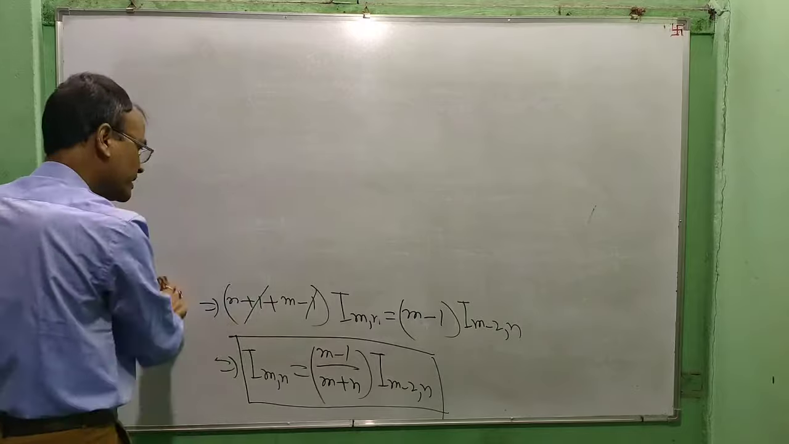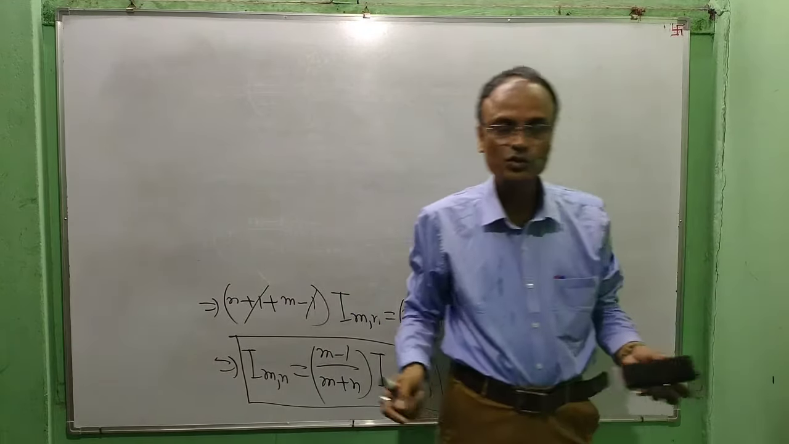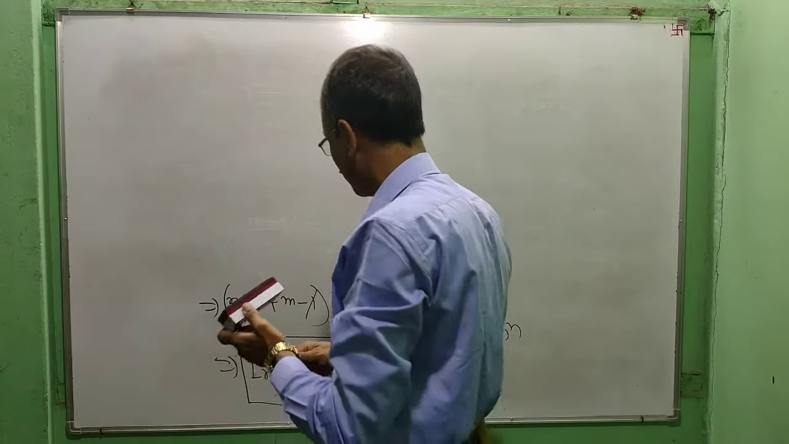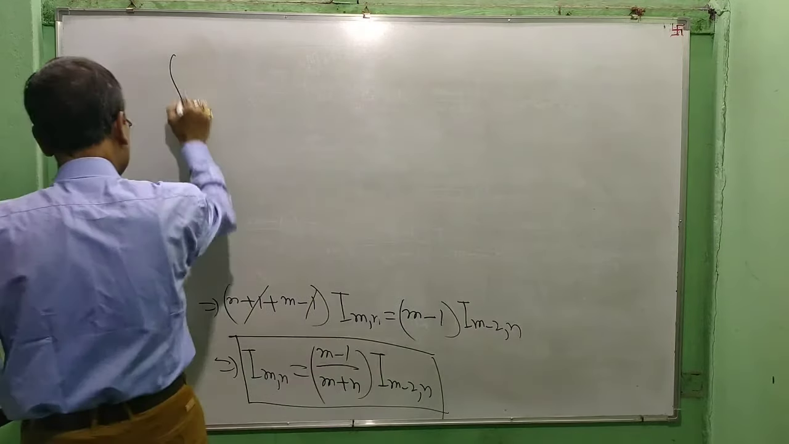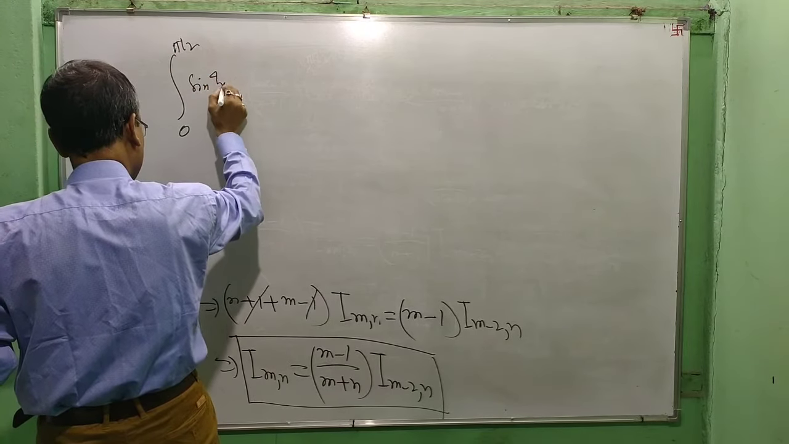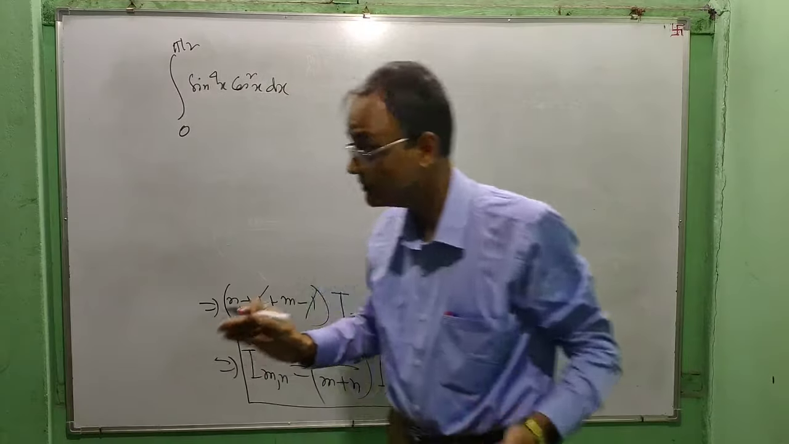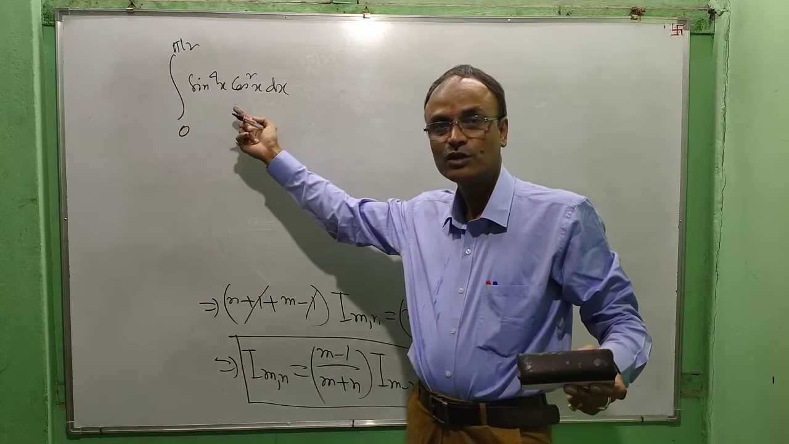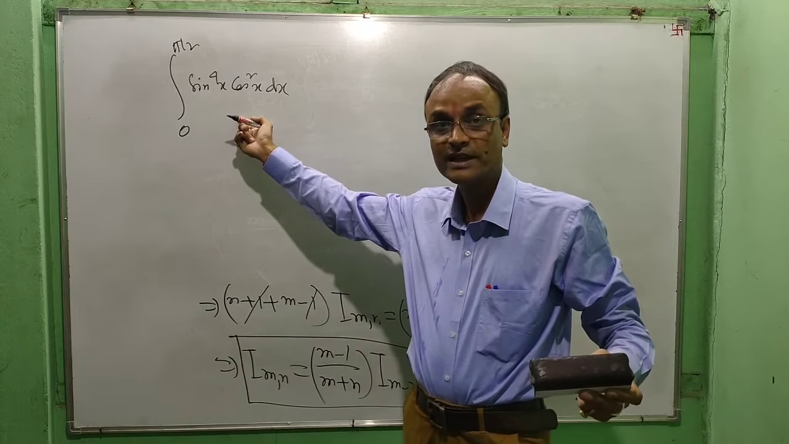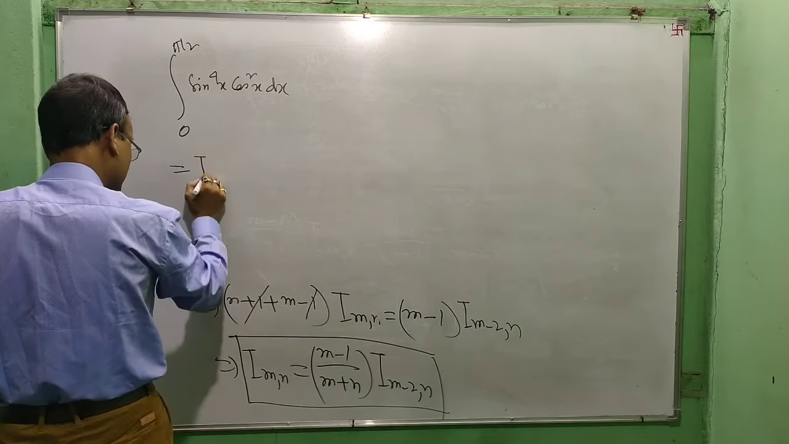Now, we shall apply this to solve some very interesting problems. Integration from 0 to pi by 2 of sin to the power 4x cos square x dx. In the last class, we solved this problem in another way. We shall solve it now in this way.